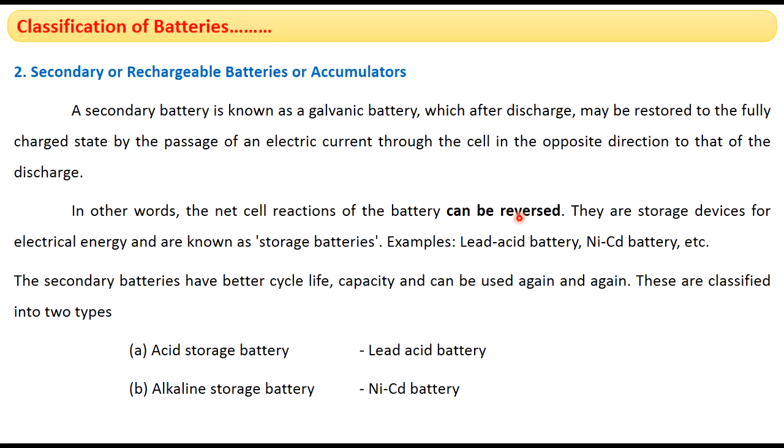These are also called storage batteries, and examples are the lead acid battery and nickel cadmium battery. Secondary batteries have a better cycle life and good capacity, and they can be used again and again by charging and discharging. Secondary batteries are classified into two types: acid storage battery, an example of which is the lead acid battery, and alkaline storage battery, an example of which is the nickel cadmium battery.